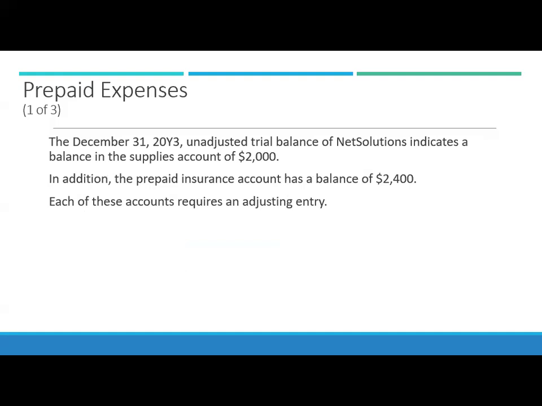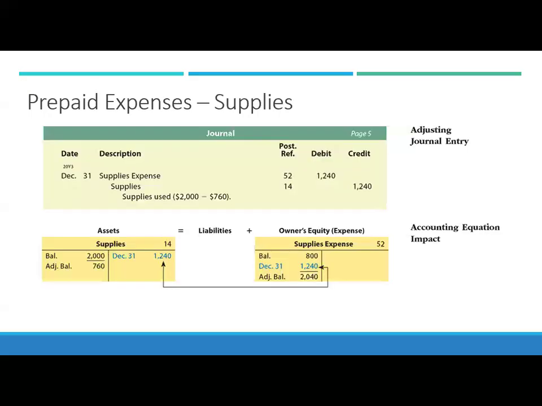There's also prepaid expenses, when we had two prepaid expenses that occurred during the period. One was supplies and supplies expense, and the other was prepaid insurance and insurance expense. For supplies, we know we have an ending balance of 760, and so the supplies used up during the period was 1,240. And so we debit supplies expense and we credit supplies to reduce our supplies.